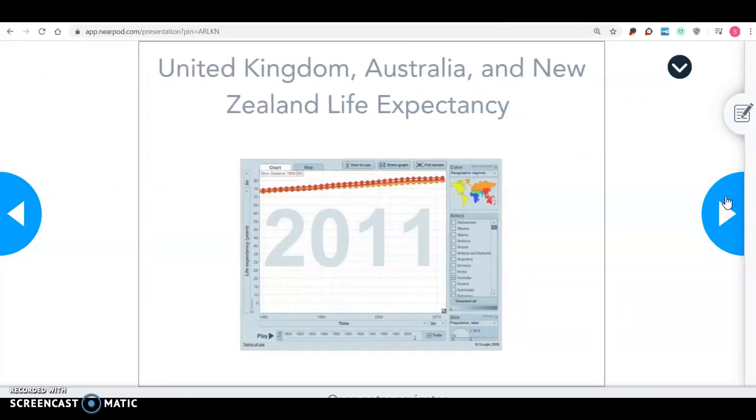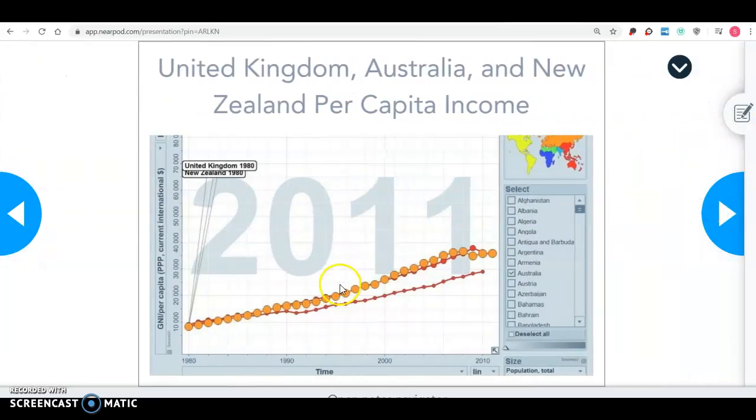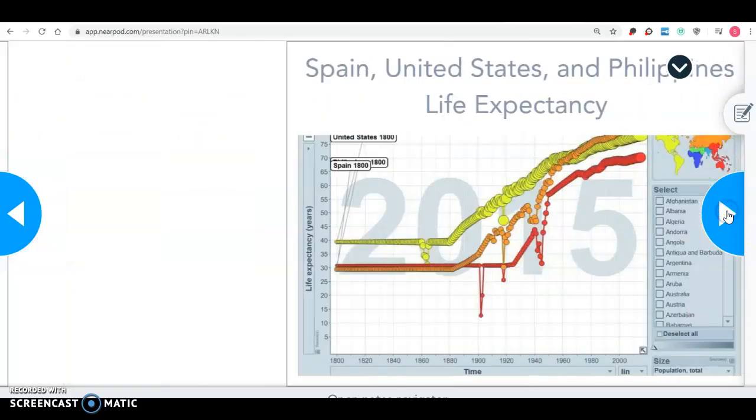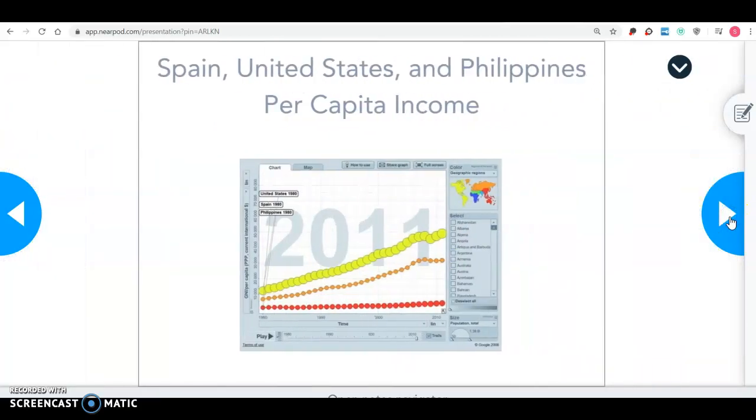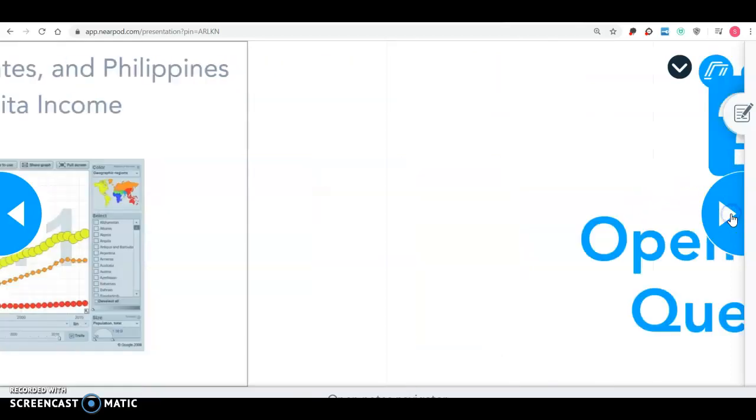And then comparing United Kingdom with Australia and New Zealand, again, very similar trends to their colonizer when it comes to life expectancy. And then same thing with per capita income, very common trend with those. And then last, Spain and the United States and the Philippines, their life expectancy, you can kind of see some dips right here with the Philippines. But again, the trend is going up. So this is just showing how the data can impact that over time. And then showing Spain, United States, and Philippines per capita income. Again, there's a big disparity there when we come to the economic side of it.